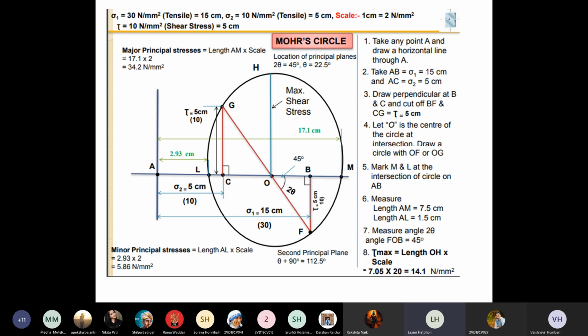Okay, so that's all for this Mohr circle and numerical examples. I hope these problems have been understood by you all.